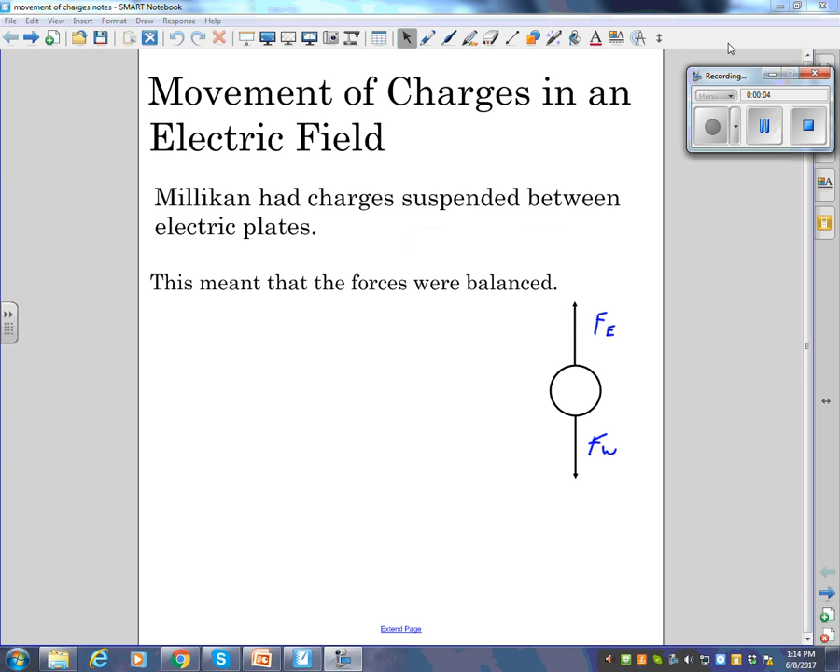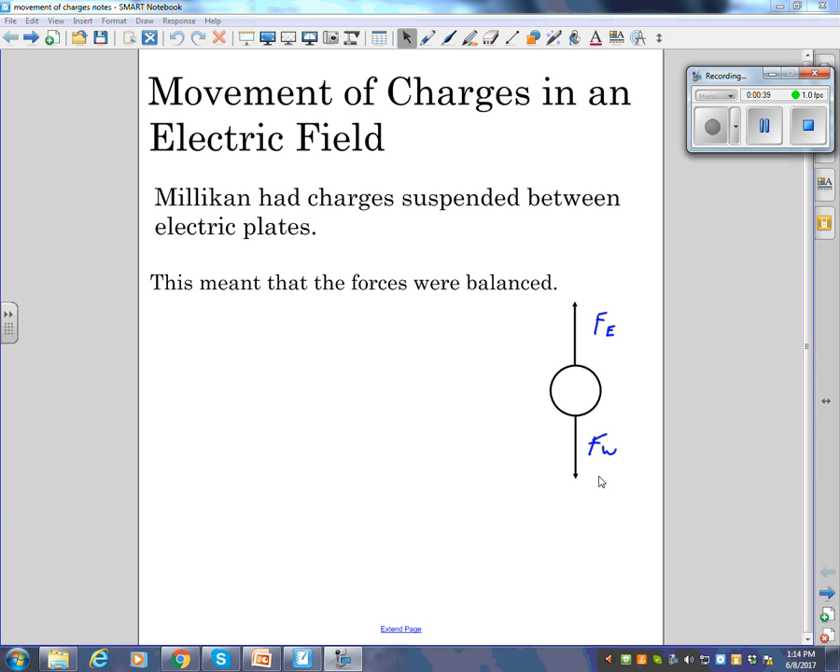So the idea today is that up to now, we've been dealing with these oil droplets in these Millikan experiments. Millikan had charges suspended between the electric plates, and this meant that the forces were balanced. That's what we've done so far, right? The forces were balanced, which means that the electric force, which is up, and the weight force down were equal and opposite, I guess, right?